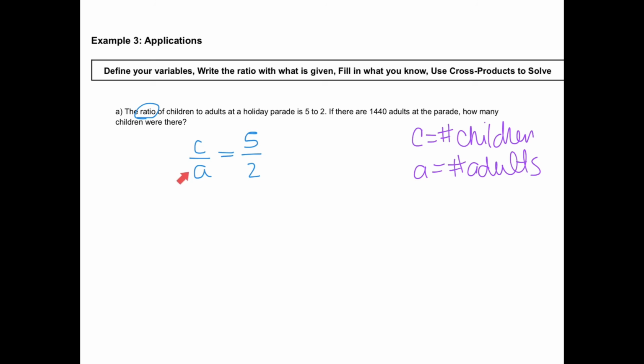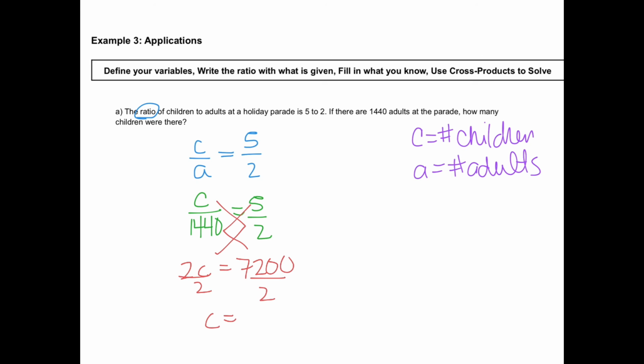But I can't solve this yet because I still have 2 variables and only 2 numbers. But if I keep reading, it says if there are 1,440 adults at the parade, how many children are there? Well, since the 1,440 is adults, I'm going to substitute it in for the A here. And now I have a proportion equation with 1 variable where I can cross multiply and solve for the number of children. So after cross multiplying and solving, I get 3,600. So there are 3,600 children at that parade.